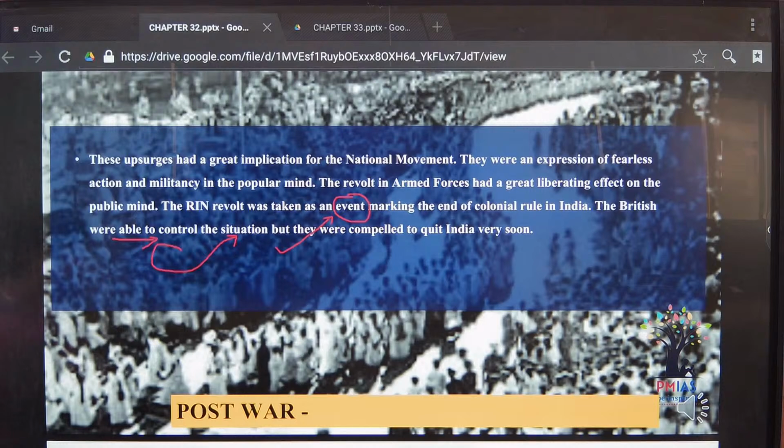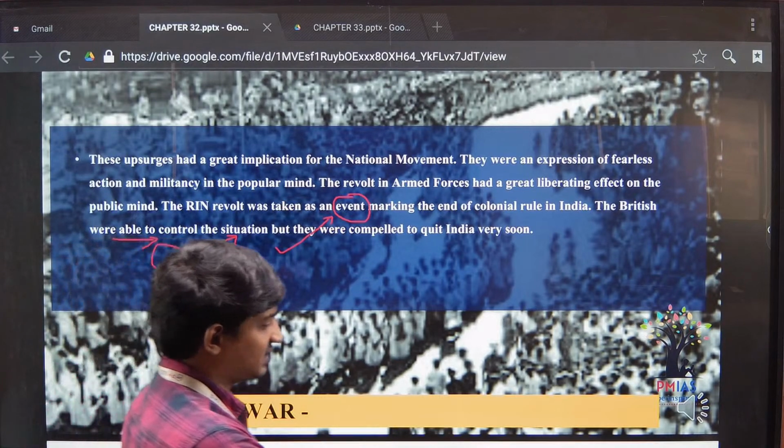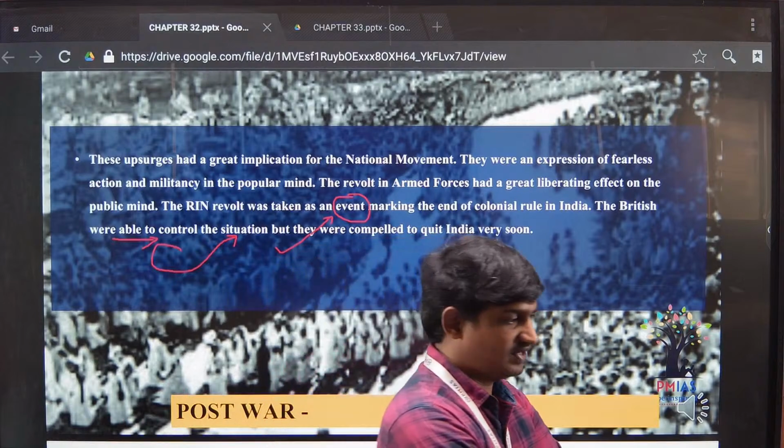So that is because of the INA trial, the complete mindset of the people had changed and the Britishers were forced to quit India and were compelled to exit India at the earliest stage.